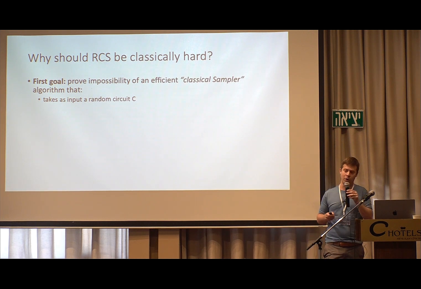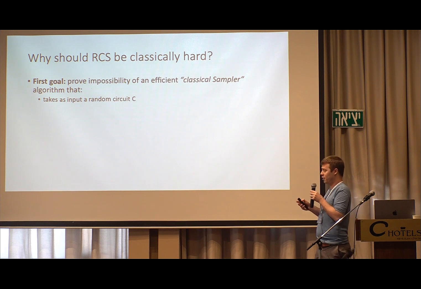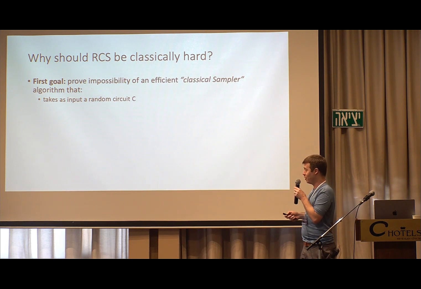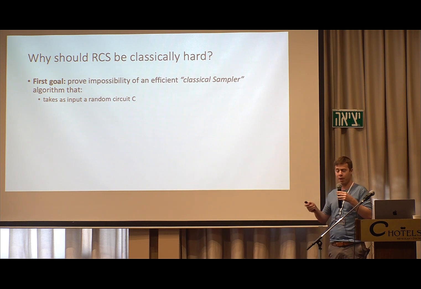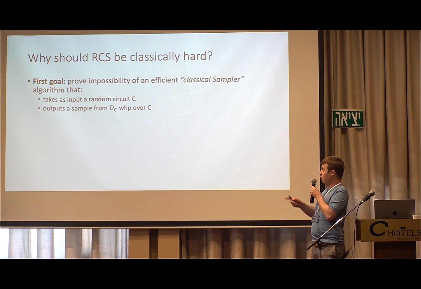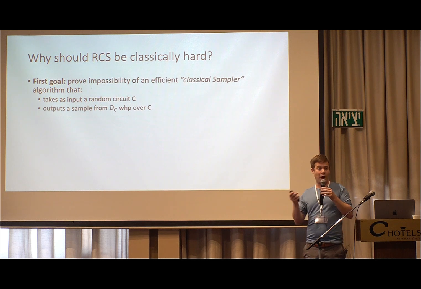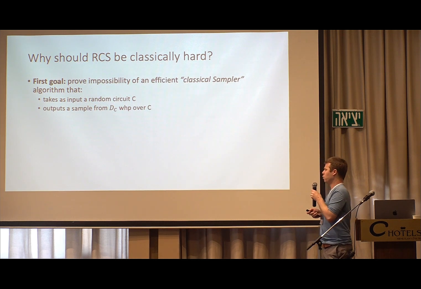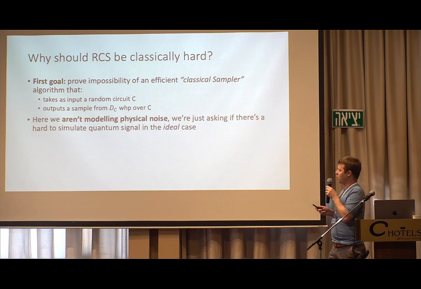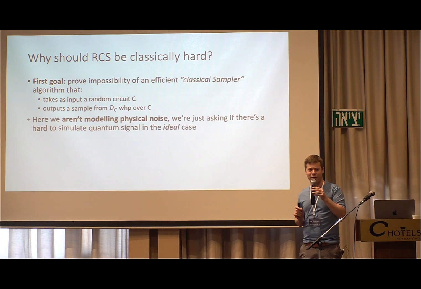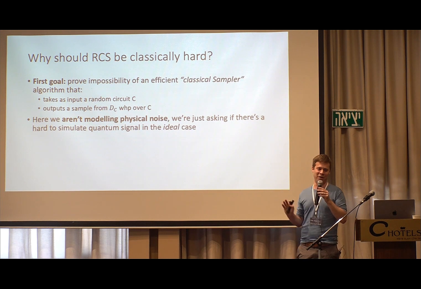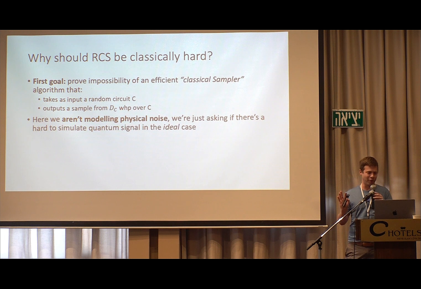So what should that do? Well, we want to show there's no classical algorithm that does essentially what the quantum algorithm should do, namely takes a random quantum circuit as input, the description, the gate entries and so on, and then outputs a sample from the output distribution, which we're calling D sub C. And we want to show that no such classical algorithm can solve this problem. But I want to be very, very clear about this. Here we're not modeling noise. We're going to get to noise. That's a super interesting question.